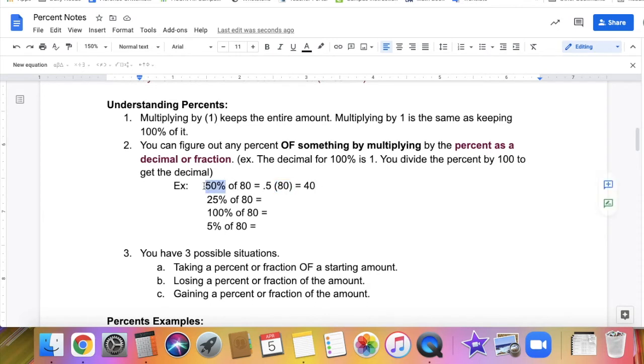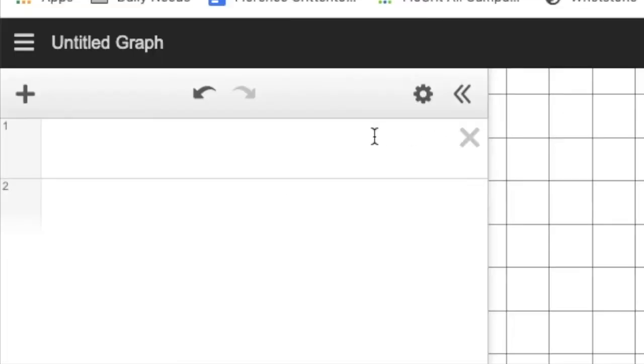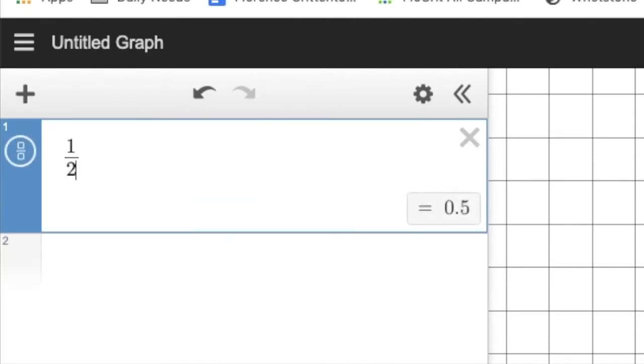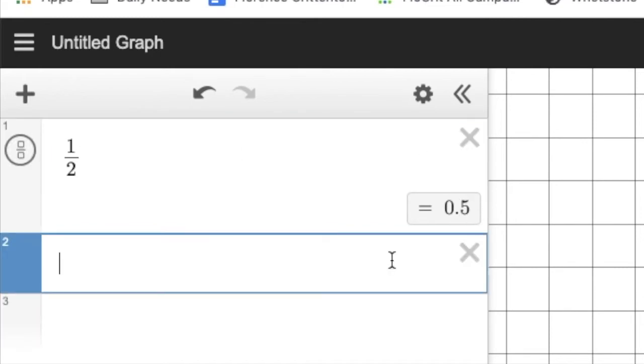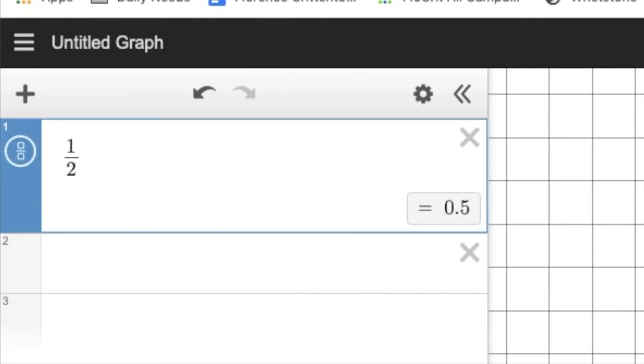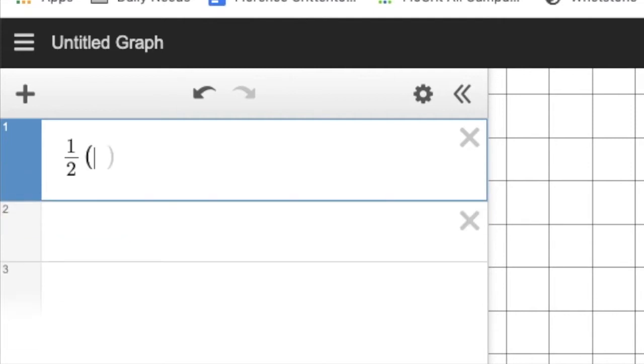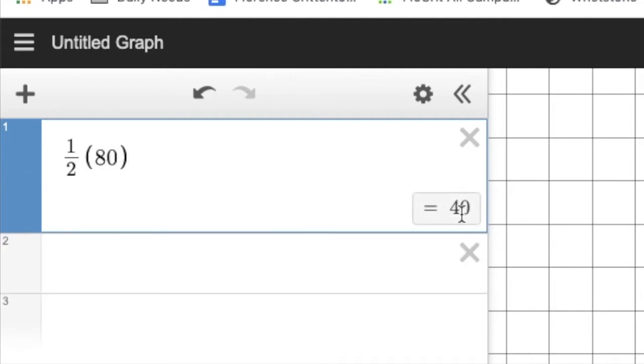The fraction for 50% is 1/2, because having 1 out of 2 is having half. But note that 1 divided by 2 is 0.5. So 50% is the same thing as 0.5, which is the same thing as 1/2. They all mean the same thing. So if you wanted to type in 1/2 of 80, you could. You'll still get 40. It's the same math, just done in different ways.